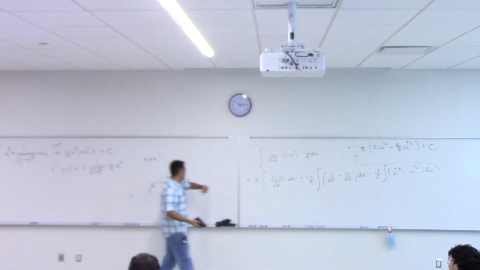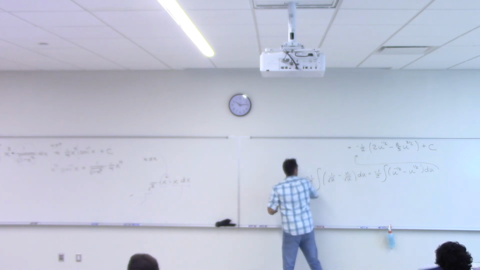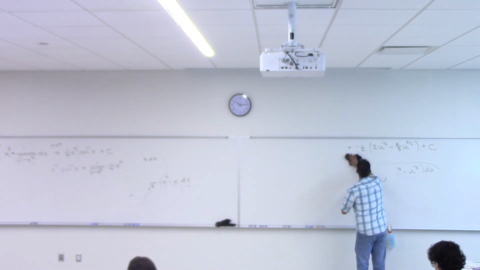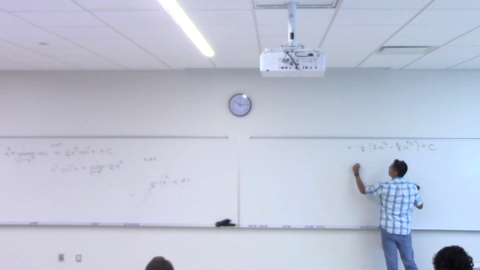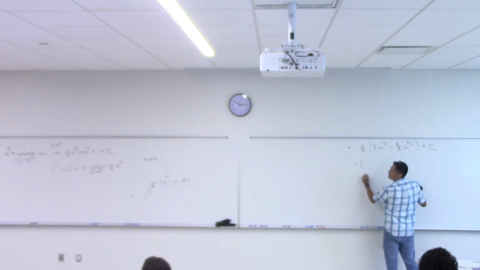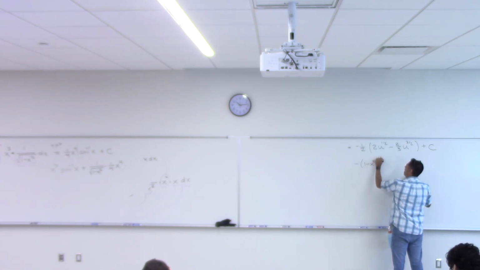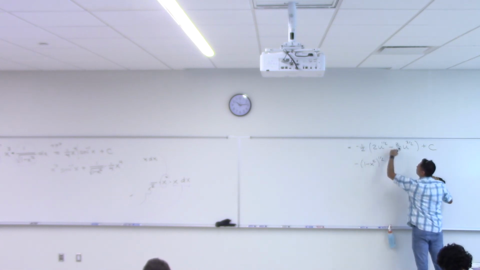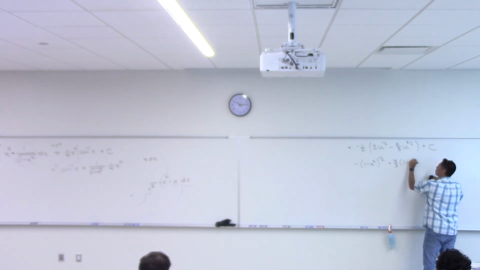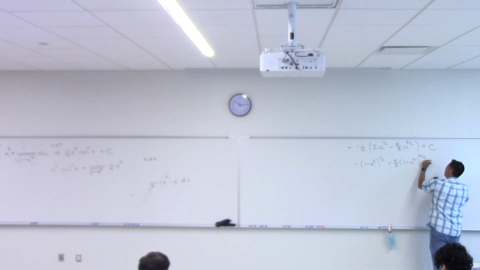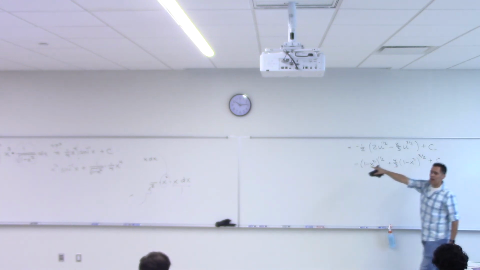Now, our real answer, you can start packing up. I only have a minute left. The real answer over here, if I distribute this negative through, I get negative x minus 1 minus x squared to the half, and then negative through here, we get plus 4/3 times 1 minus x squared to the 3/2 plus c. That's our answer over here. That's the real antiderivative of that.